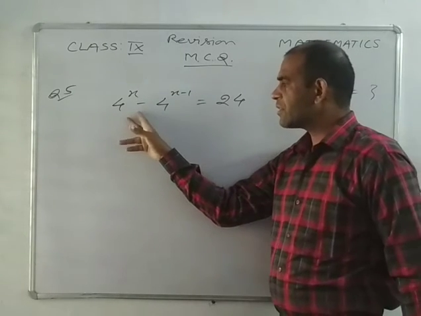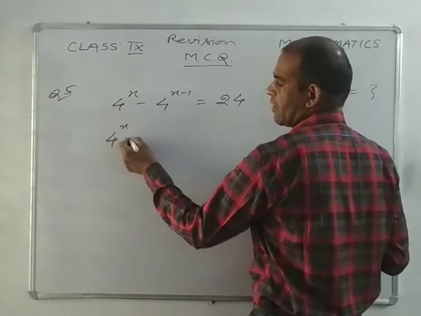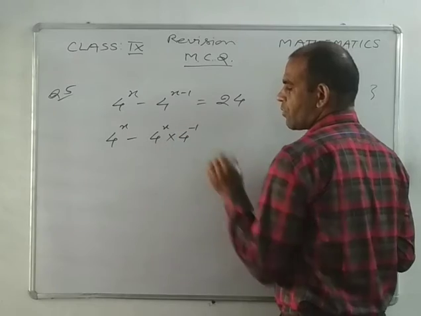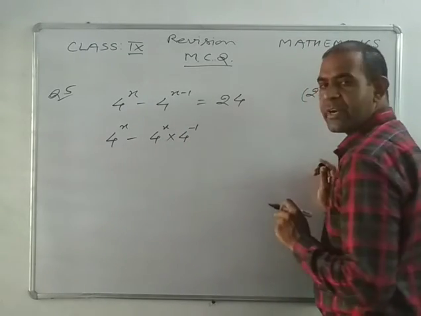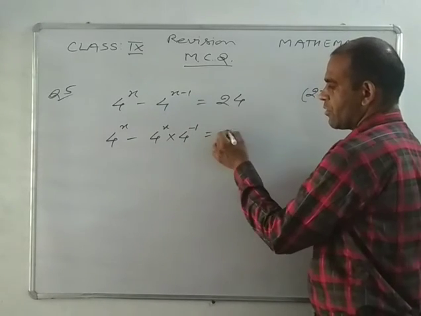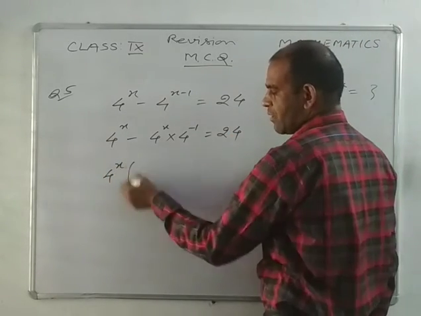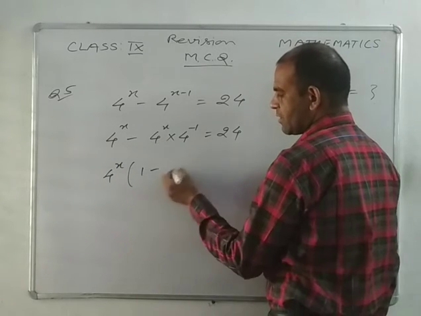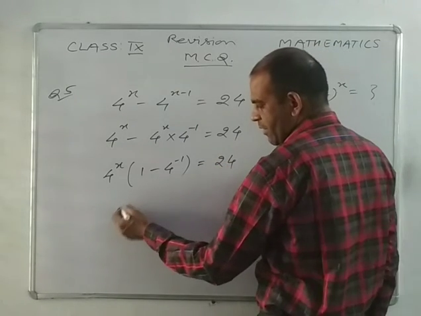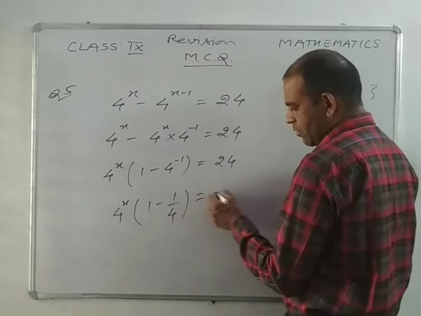Here 4 to the power x and 4 to the power x minus 1 is given. So we can write 4 to the power x minus 1 as 4 to the power x into 4 to the power minus 1. In the multiplication power should be added. So x plus minus 1 is x minus 1, और ये आपका 24. अब 4 to the power x कॉमन, ये रिमेनिंग 1 माइनस 4 to the power minus 1, ये अपना 24. फिर 4 to the power x, ये 1, और 4 to the power minus 1 is 1 by 4, 24.